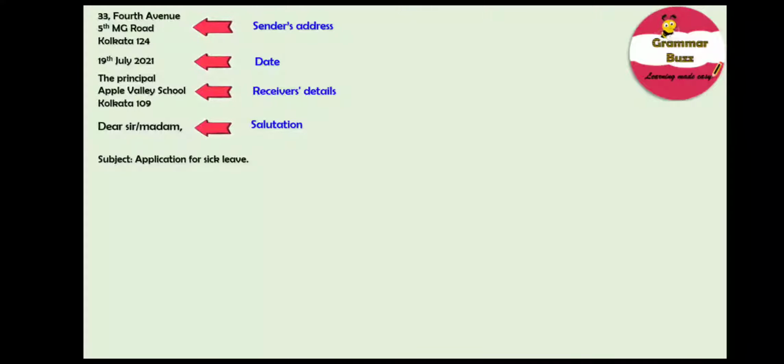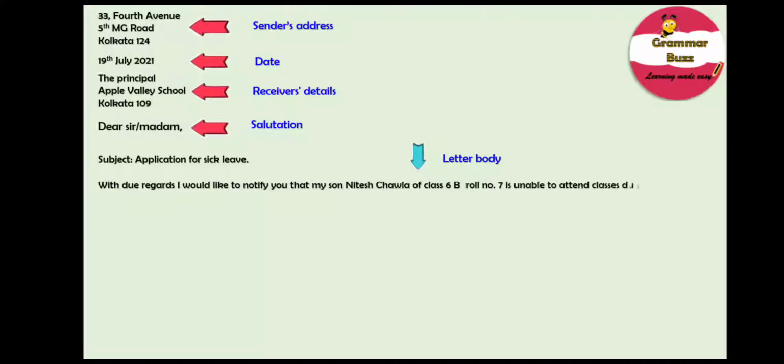Now comes the most important part of the letter. It is the body or the main content of the letter. So we start with the first paragraph. With due regards, I would like to notify you that my son, Nitish Chawla of class 6B, roll number 7, is unable to attend classes due to his ill health. This is our introductory paragraph.